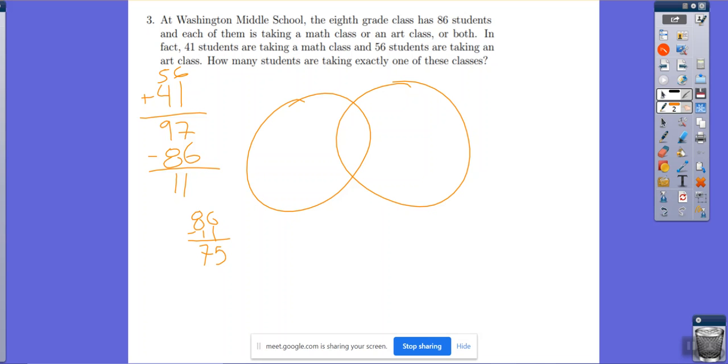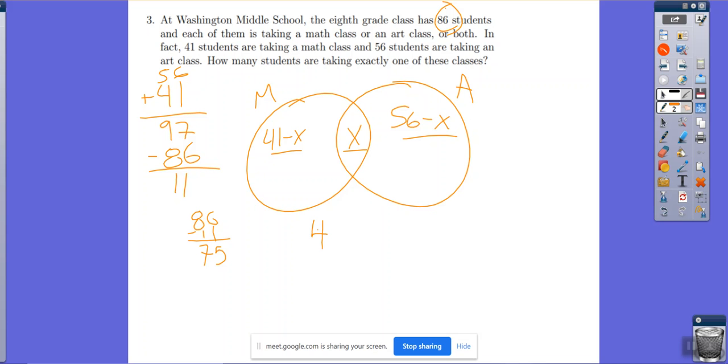The way I did it, because I love equations, I said that there are X number of students who are taking both. So that means for math, we have 41 minus X. For art, we have 56 minus X. And I know that this plus this have to equal 86. And I just solved for X. But your way is faster.